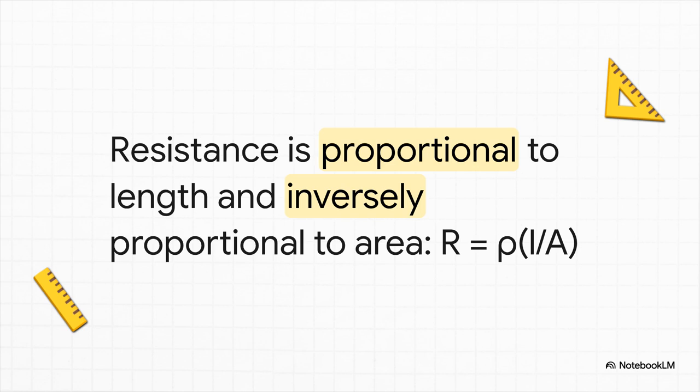But let's zero in on that R for a second. Resistance. Resistance isn't just some arbitrary number. It depends heavily on the physical shape of the conductor. It's directly proportional to length and inversely proportional to cross-sectional area.